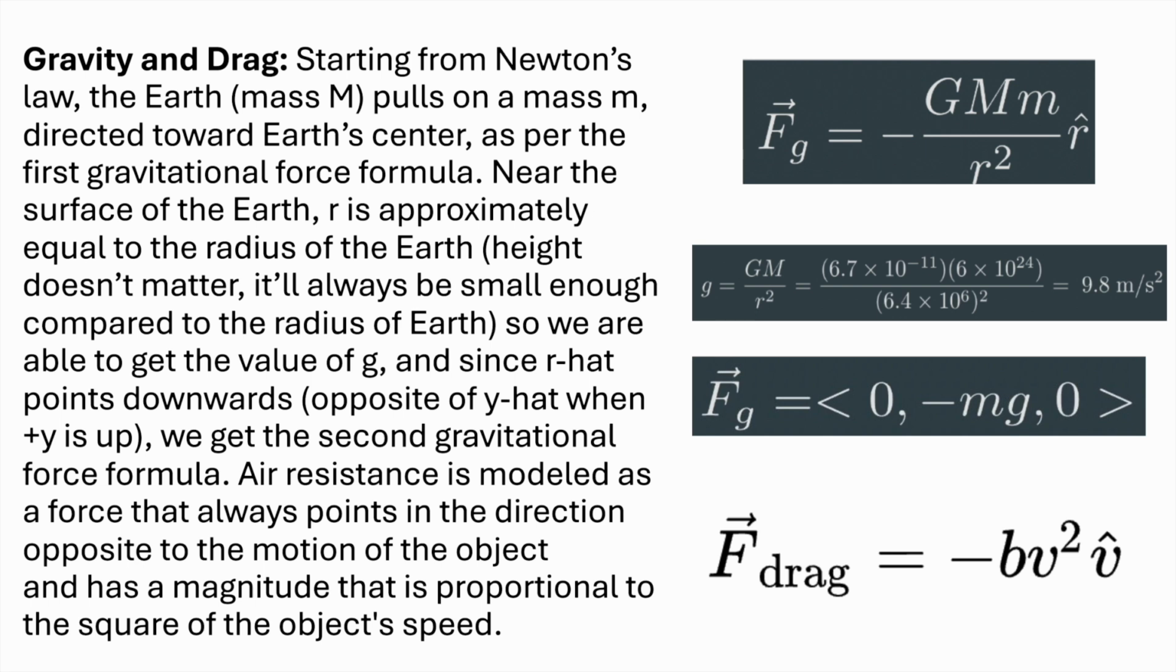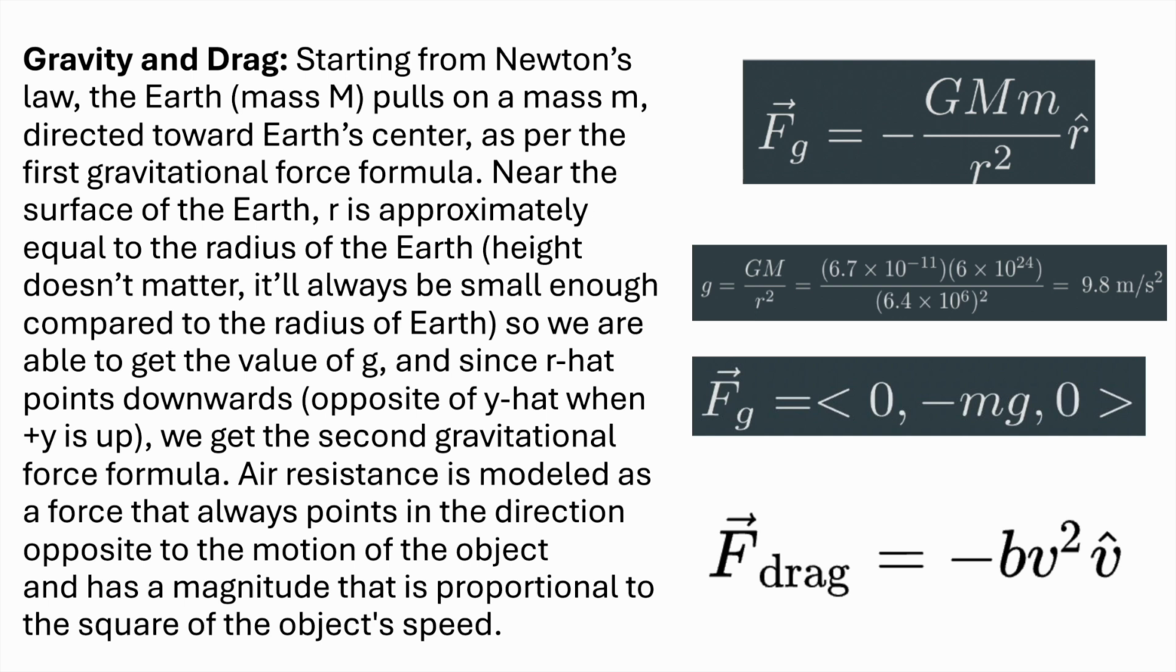Gravity and drag. Starting from Newton's law, the Earth, mass capital M, pulls on a mass, lowercase m, directed toward Earth's center, as per the first gravitational force formula on the right. Near the surface of the Earth, r is approximately equal to the radius of the Earth. Height doesn't matter, it will always be small enough compared to the radius of the Earth. So we are able to get the value of g, and since r hat points downwards, opposite of y hat when plus y is up, we get the second gravitational force formula on the right.